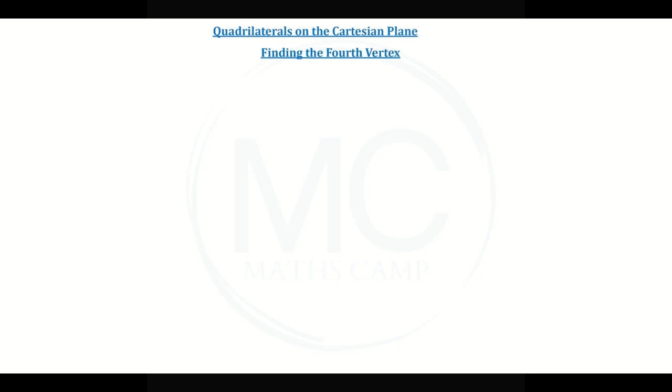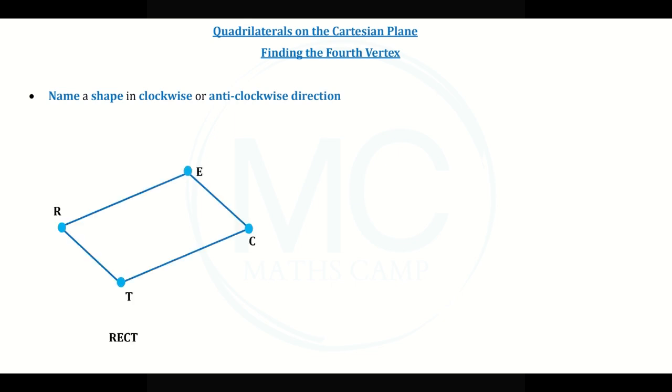In previous examples, we have seen that we name a shape by writing the letters of each vertex in alphabetical order, such as A, B, C, D, or P, Q, R, S. But this is not entirely true. We actually name a shape by the position of the letters when we look at the vertices in a clockwise or anti-clockwise direction. Here we have a quadrilateral, which we call RECT. To name it, we started at R, then we have E, then C, and then T.